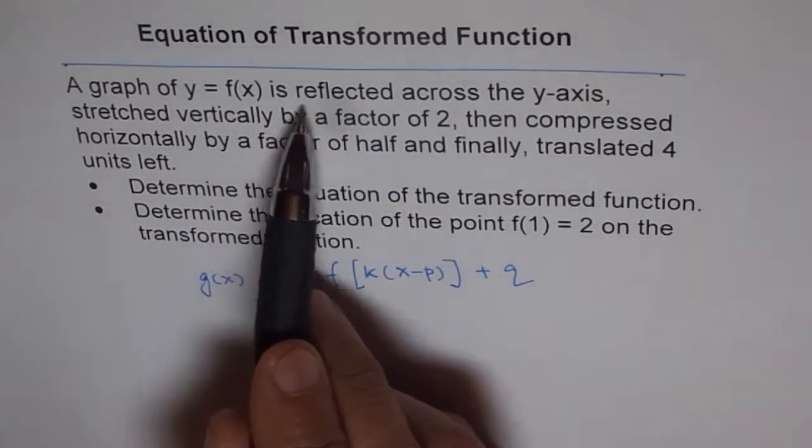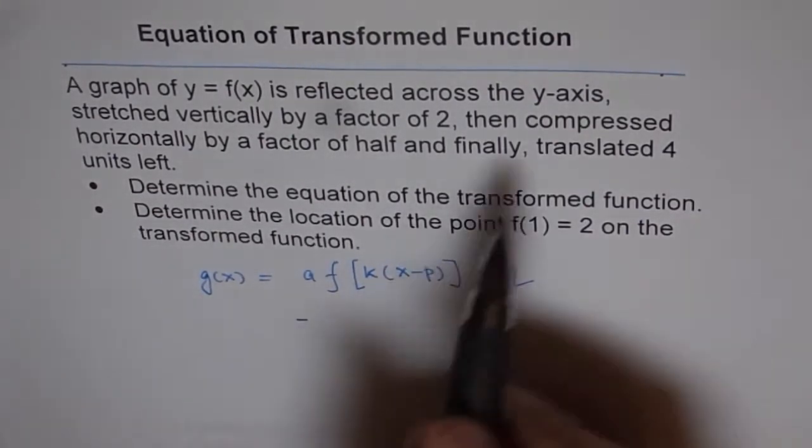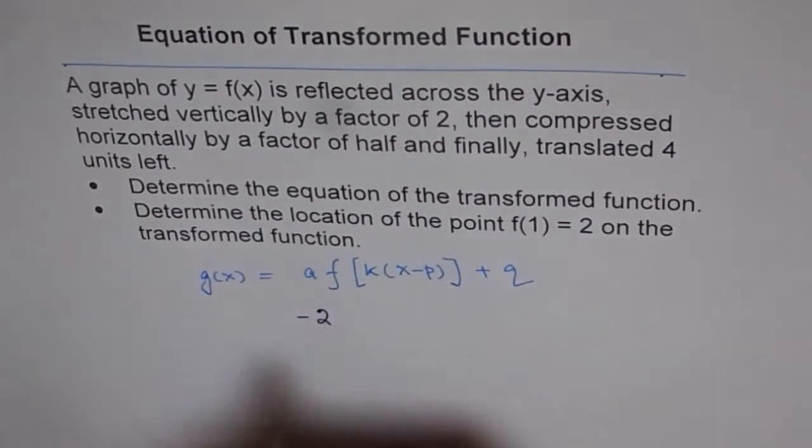The graph of f of x is reflected across the y-axis. So we have a minus here, right? So that is the first thing we have, minus. Stretched vertically by a factor of 2. That means a is 2. And let's go on now.